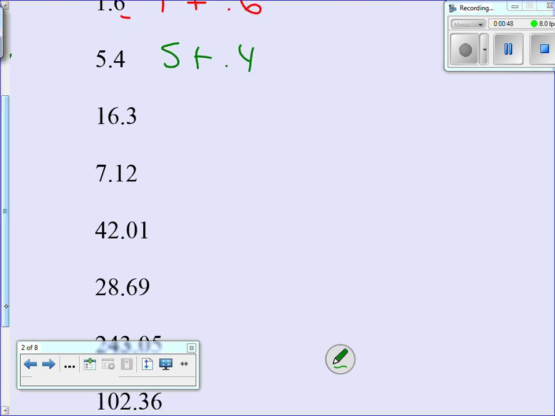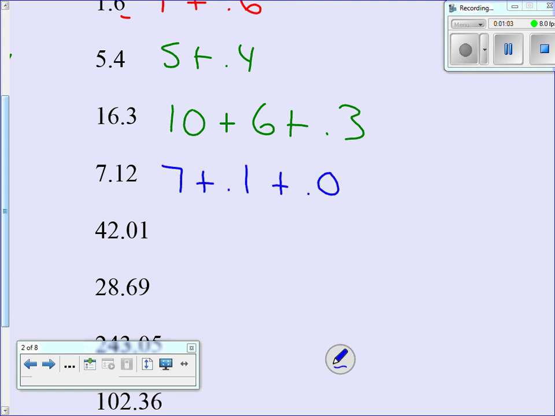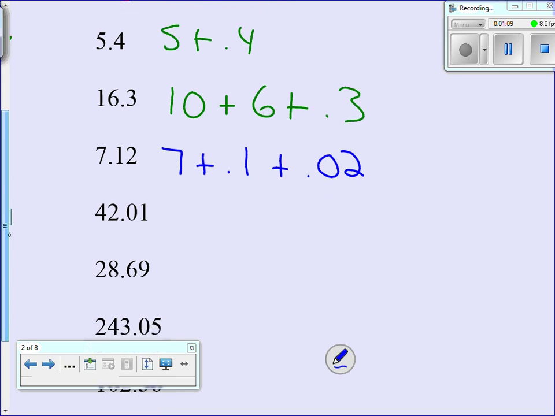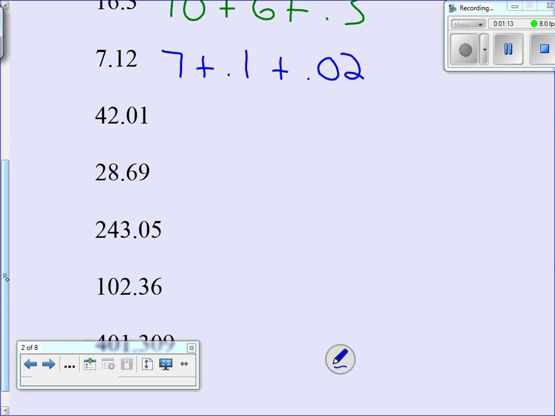Move in here. We have 1, actually this is a 10, right? Plus 6 plus 0.3. Right here we have 7 plus 0.1 plus 0.02. Remember, it's every single place value in expanded notation. This should be really easy stuff, so please make sure you're taking your time on it.